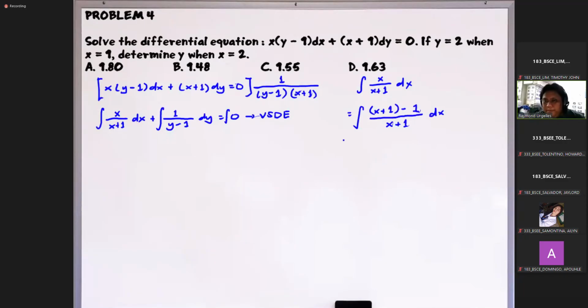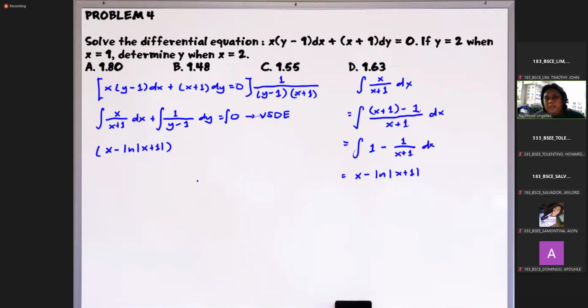So by doing so, makikita natin x plus 1 divided by x plus 1 is 1, then magkakaroon ka ng minus 1 over x plus 1. Yung idea kasi dito is yung integral ng 1 is easily solvable. Yung integral ng 1 over x plus 1 is just a logarithm, kaya madali lang siyang isolve. So this will be x minus ln of x plus 1.